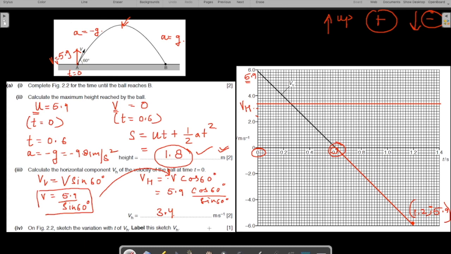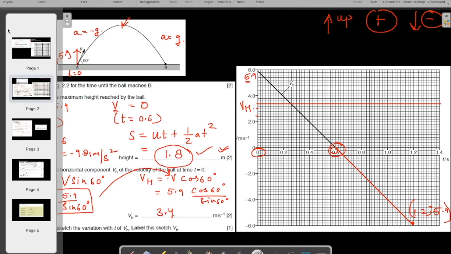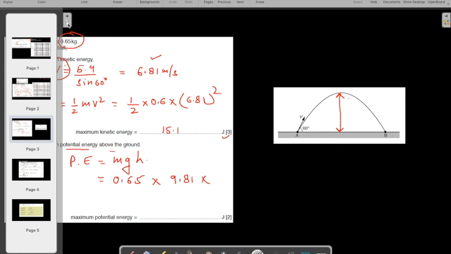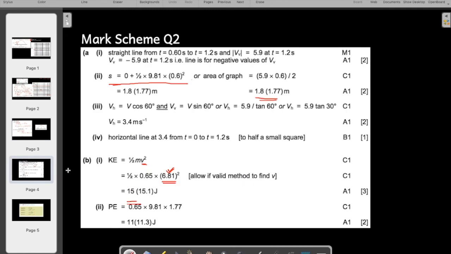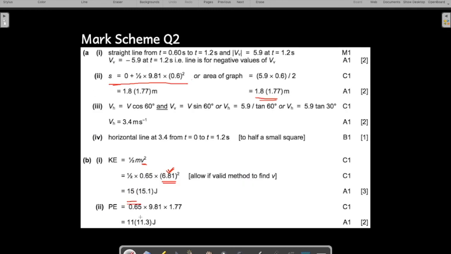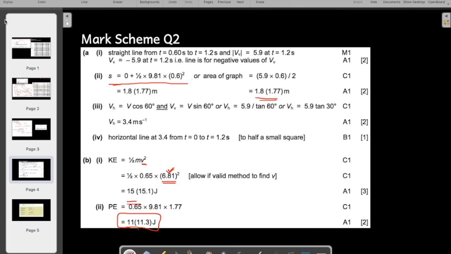Yes, height was 1.8. Substitute this value. Solve it in your calculators. All of you, pause the video, solve it in your calculators. Are you getting this answer? If your answer is 11 or 11.3 joules, you are correct.